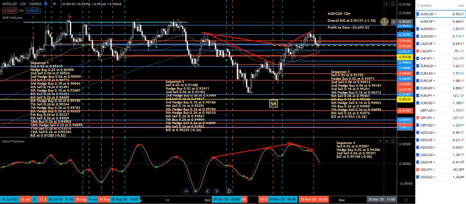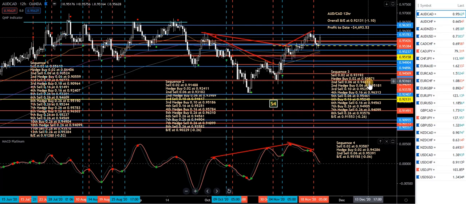I'm actually short minus 1.1 lot, so it's very aggressive. Overall break-even is the solid yellow line, so that's for all trades. Profit to date on this pair, $4,693.53. So I'm making money, even though it looks like there's a lot of trades open. This is a numbers game on the 12-hour charts. I'm just trying to accumulate as much profit as I can when I can.